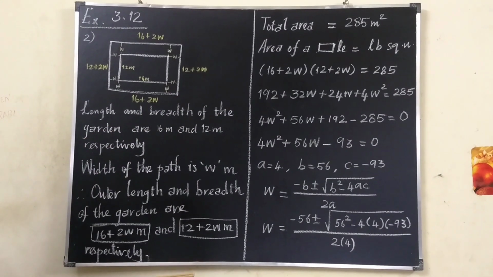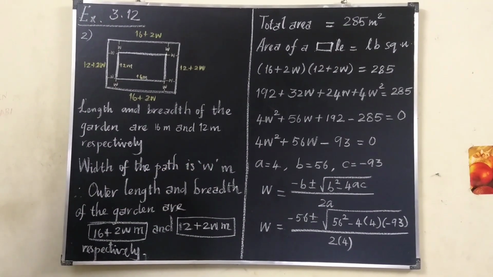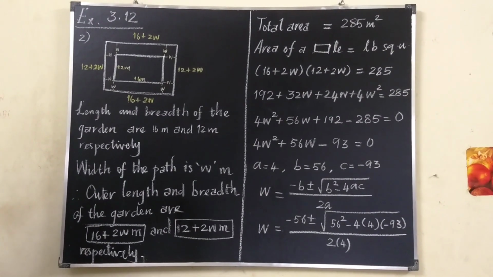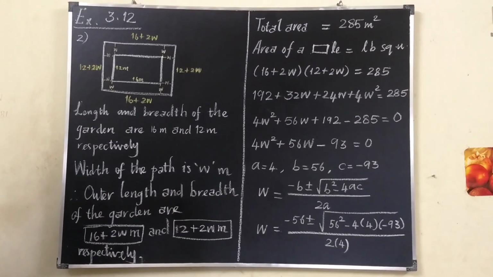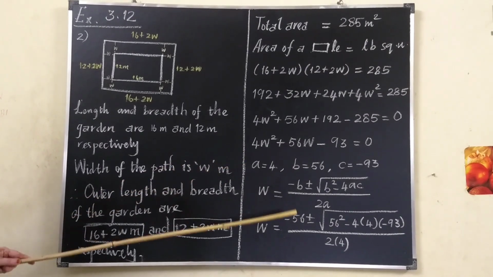So with the given information, now we have framed the proper quadratic equation. Now we have to solve it to find the width of the pathway. Two methods we can use, either factorization method or formula method. Here I have chosen the formula method. So to use the formula method, we have to derive what is A, what is B and what is C.